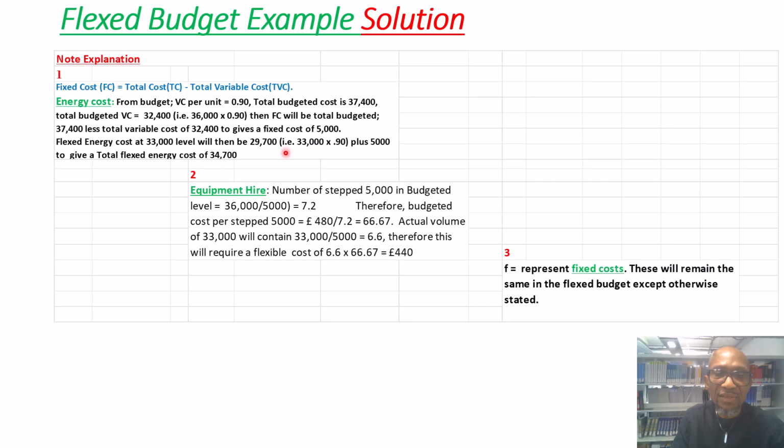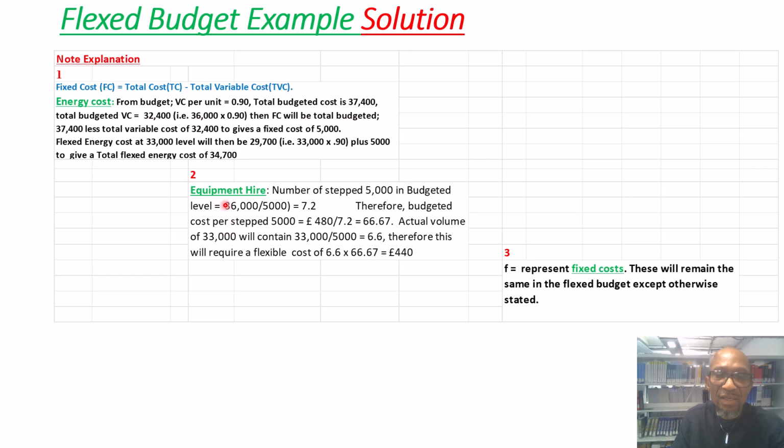So when we come to the flex budget, what we need to do is to multiply the activity 33,000 times 90p to give us 29,700. Then add the fixed cost element to it to arrive at 34,700. That's how we got that 34,700 in our flex budget for energy.